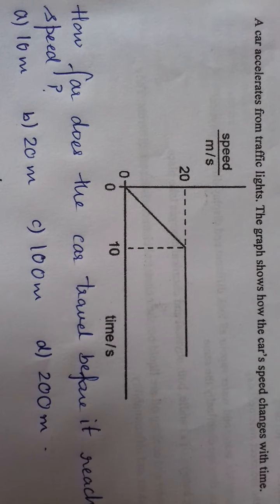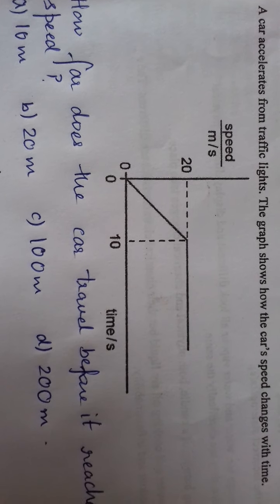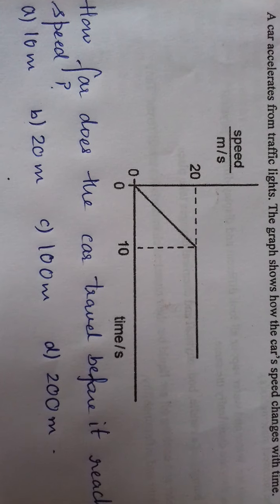So the distance traveled by the car before it reaches a steady speed is 100 meters. So C option is correct.